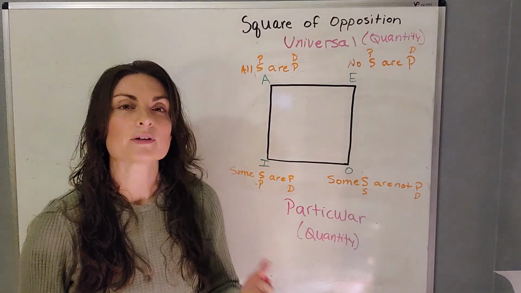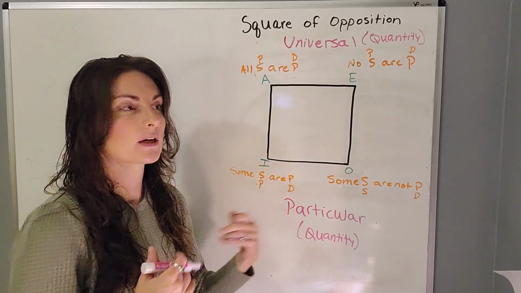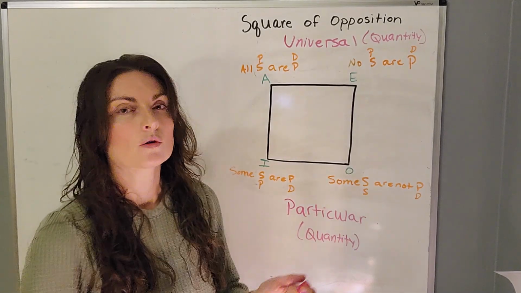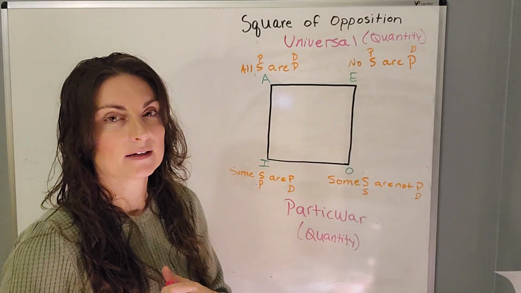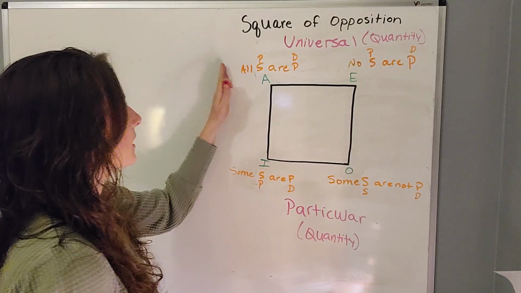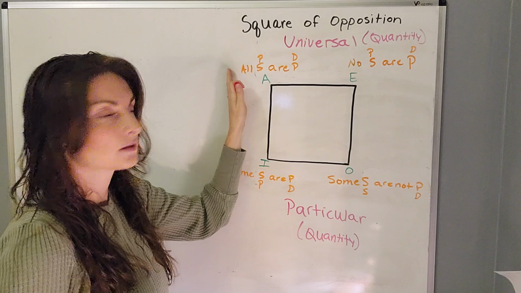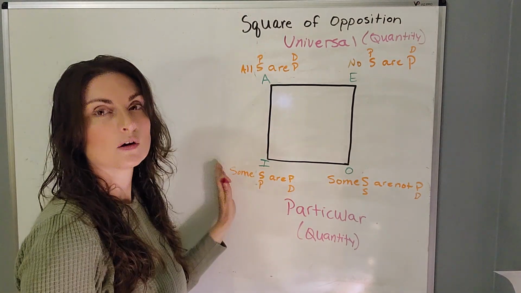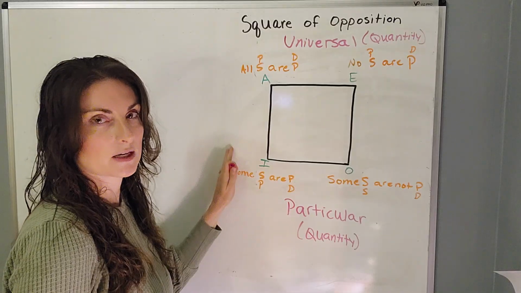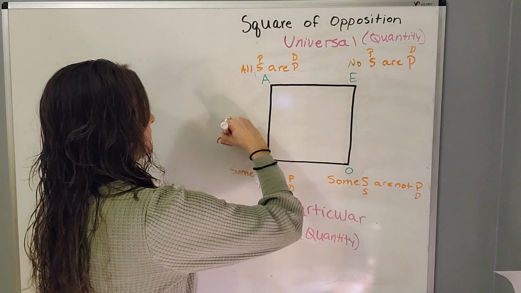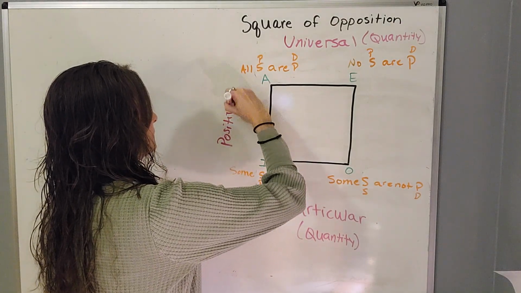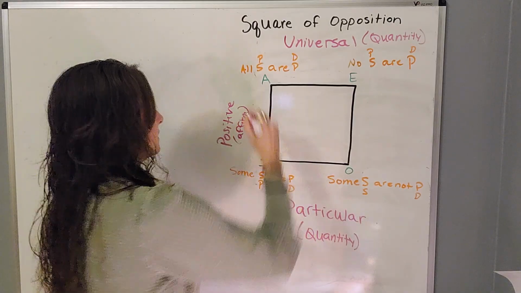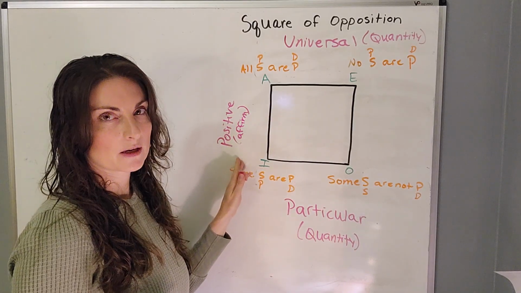Now, we also have to add quality. What is being said about the subject? Is something being affirmed about the subject, or is something being denied about the subject? Over here, we're saying are. All are, some are. So this is the positive side. So on this side, we are affirming. So I'm going to write affirm. On this side, we're affirming something about the subject.